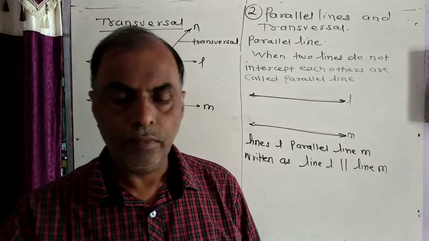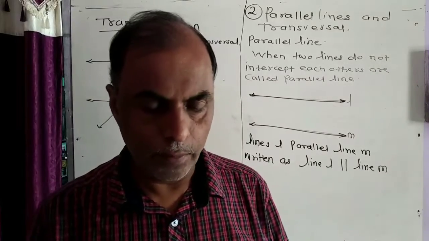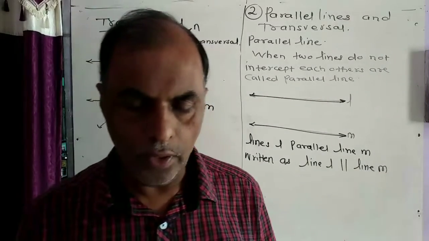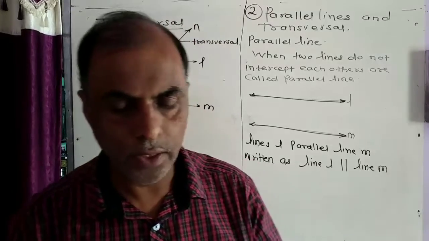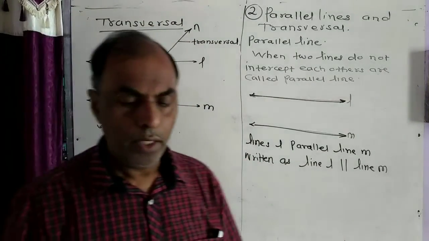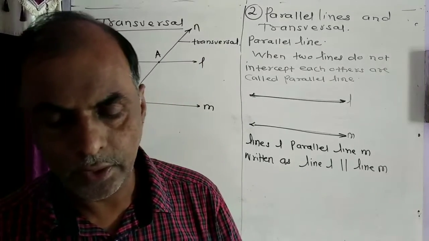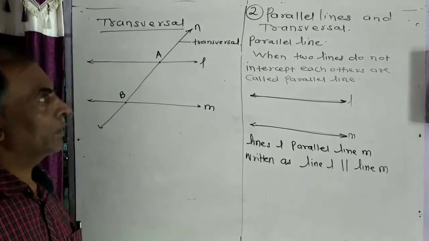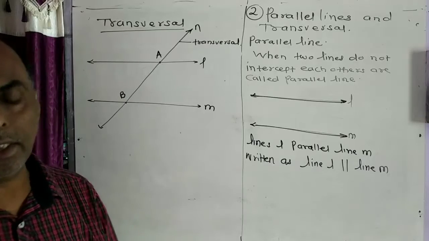Good morning friends. Now after completing the first chapter, irrational number and rational number, there is a second chapter, and the chapter is parallel lines and transversal. The second chapter is parallel lines and transversal.